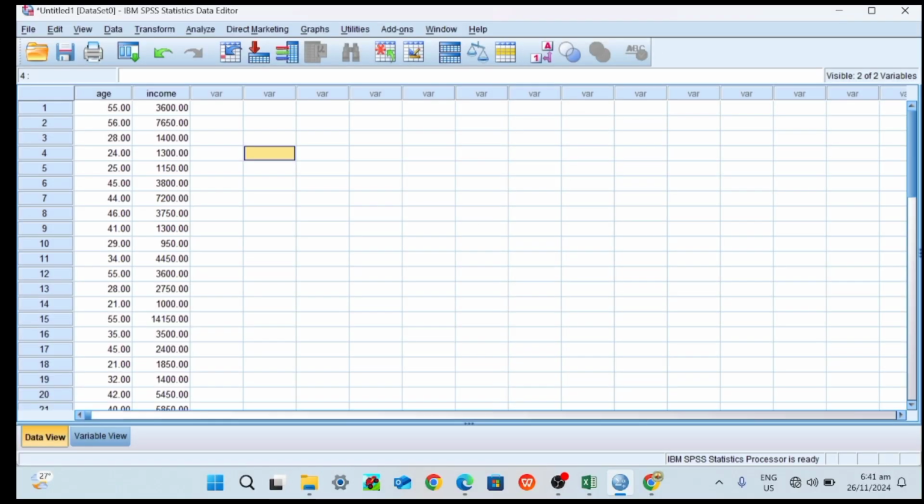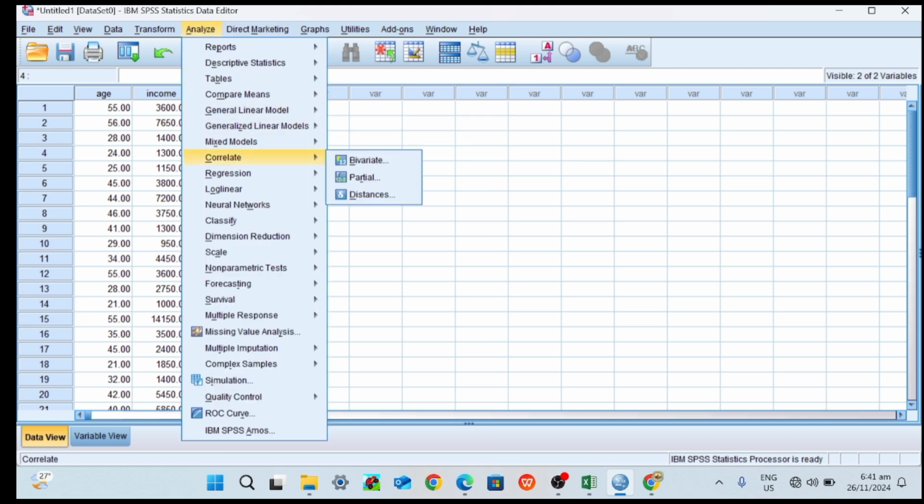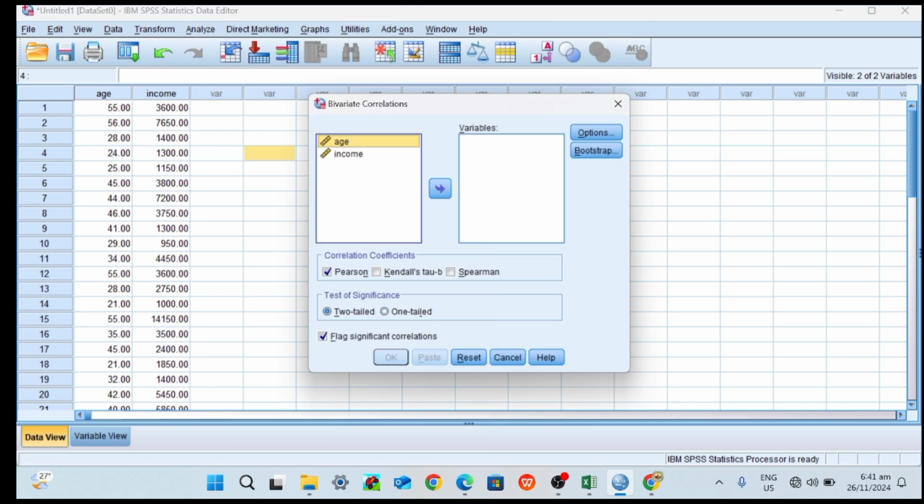So now, let's run the data. First is Analyze, Correlate, Bivariate. We have to input the two variables. And let's assume that the data is not normally distributed, so we are going to use the Spearman. Check the Spearman. It has to be two-tailed and Flag significant correlations checked, and then OK.